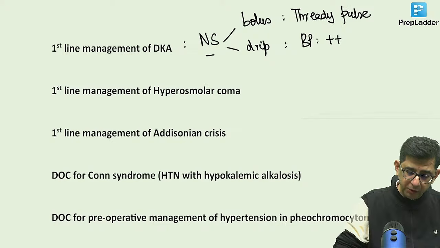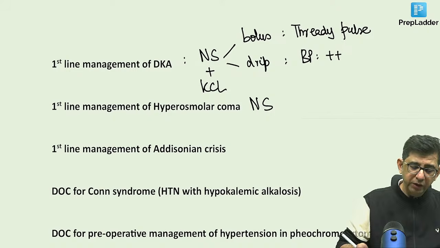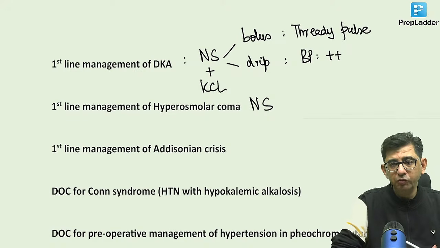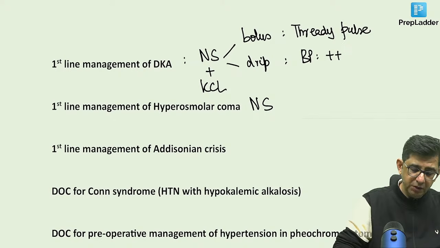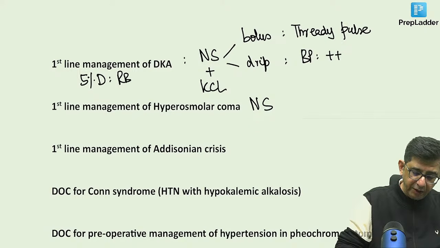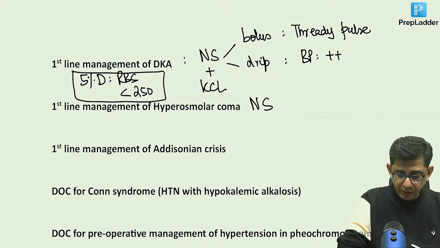To the bottle of normal saline, KCl should always be added to prevent the fall of potassium. The same thing applies to normal saline also, but the fluid will change. If the blood sugar goes below 250, then we might have to use 5% dextrose in the patient also. So the second fluid that can be used is 5% dextrose, subsequently added once the random blood sugar of the patient starts going below 250. That is when we might have to deal with hypoglycemia in the patient as well.